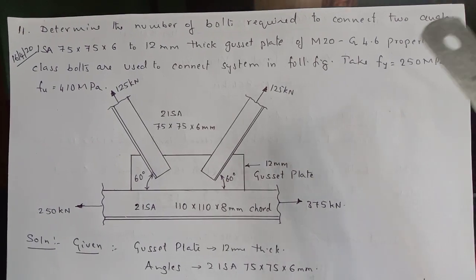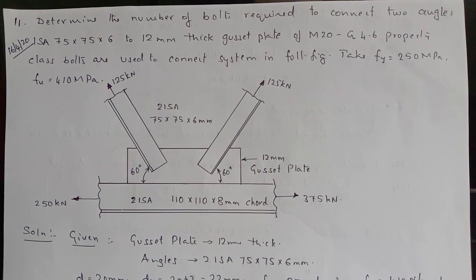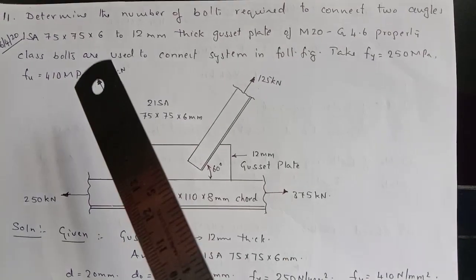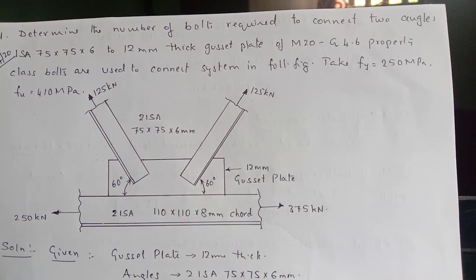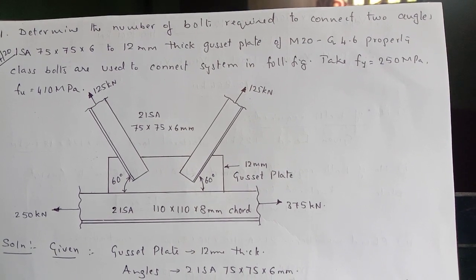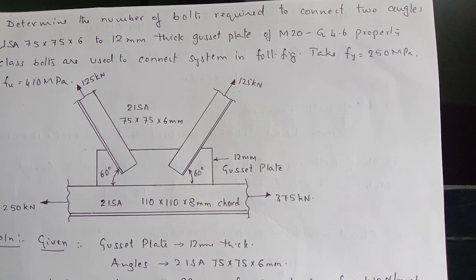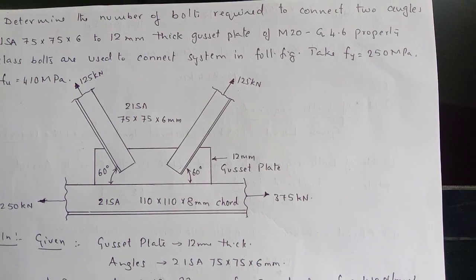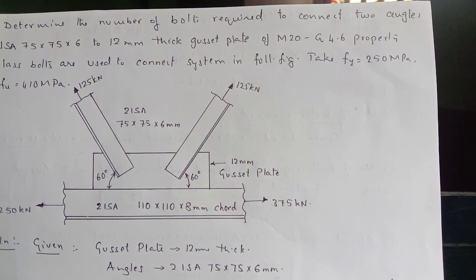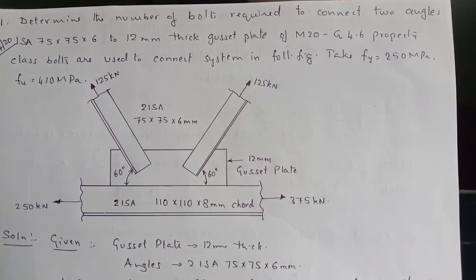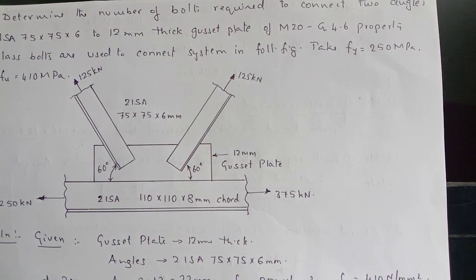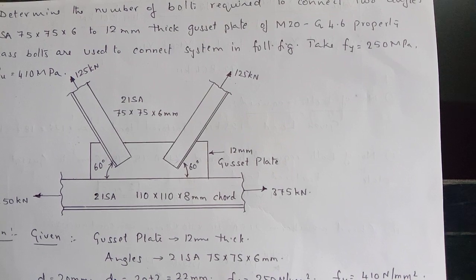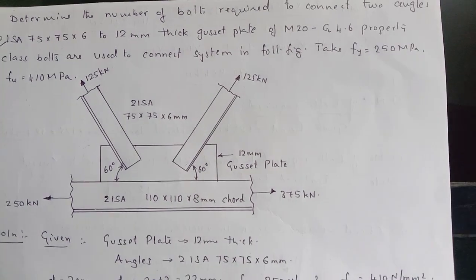Hello dear students, let us take a problem under bolted connection. Determine the number of bolts required to connect two angles ISA 75 by 75 by 6 mm to a 12 mm gusset plate of M20 grade 4.6 property. Bolts are used to connect the system in the following figure. Take Fy 250 MPa and Fu 410 MPa.